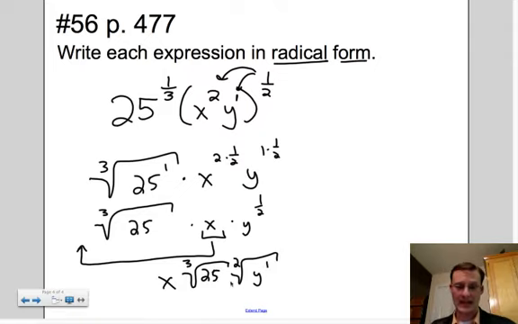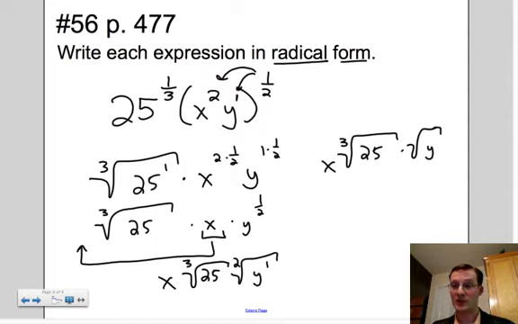Now, here's the thing. Square roots, you don't necessarily have to put the 2. It's optional, but that's not the standard way to put it. And the 1, of course, I don't need to put. So, I'm going to do x times the cube root of 25 times the square root of y. And the reason I don't have to put any number here is because it's just understood that's a 2. Just like it's understood that y to the 1st power is y. And that's going to be my answer.